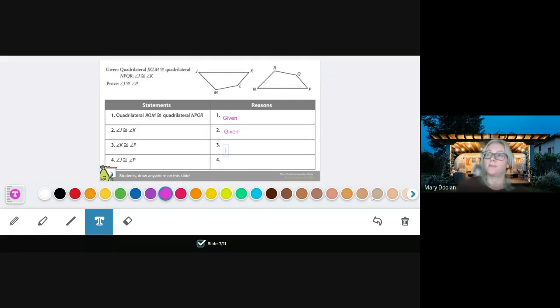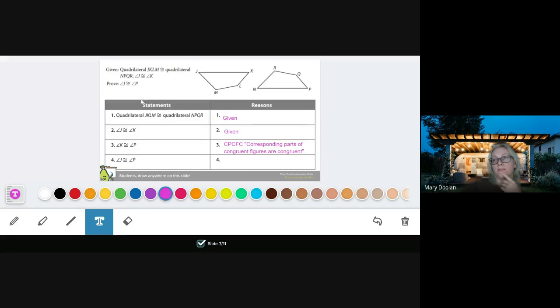The reason why we could say that angle K is congruent to angle P is because we've already established that these quadrilaterals are congruent. So you can use the acronym CPCFC, which means corresponding parts of congruent figures are congruent. All right. So this is what we're going to put in for the third one. Corresponding parts of congruent figures are congruent.